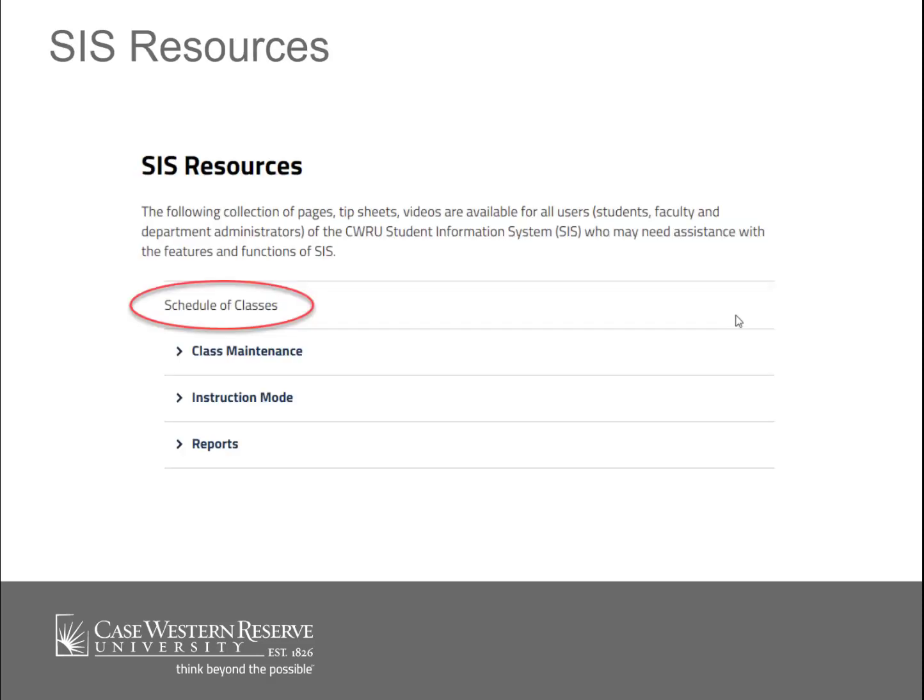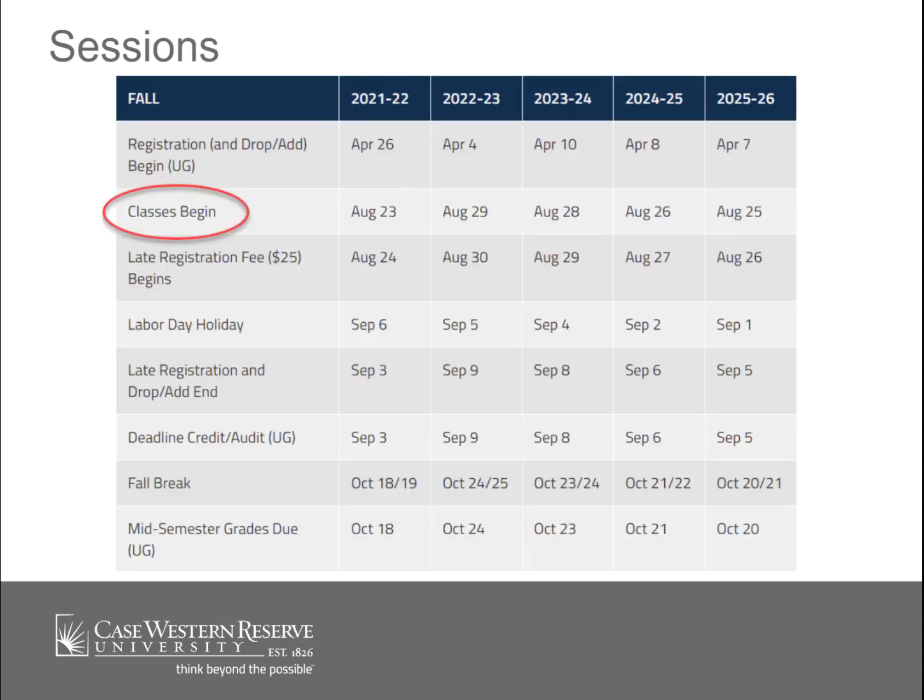Detailed instructions for most of these steps can be found on our SIS resources page under the Schedule of Classes section. Here are some other concepts you may need to know about in order to maintain your classes. The first one is sessions. The session that you select for a class determines the default dates of that class, although they can be changed.